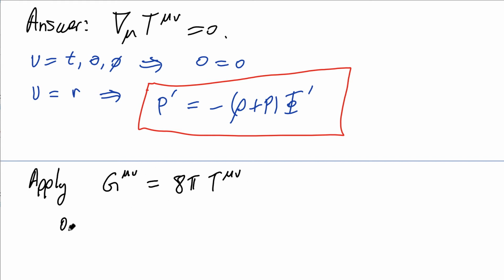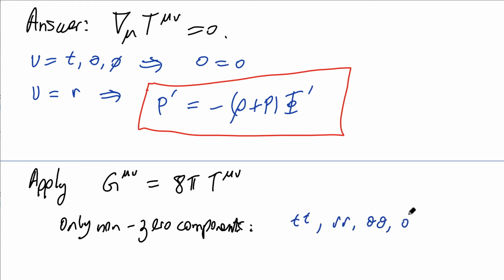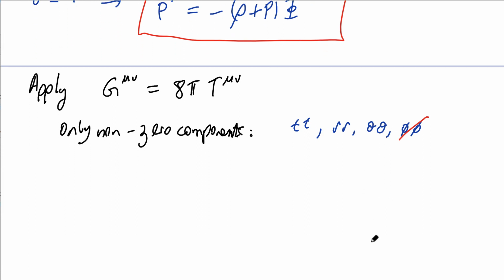Now if we work this out, we see that there's only 4 components of this equation that are non-zero. The only non-zero components are the TT, RR, theta theta, and phi phi components. But the theta theta and phi phi components of these equations are essentially the same apart from some factor of sine squared theta. So we don't have to worry about the phi phi component. We also don't need to worry about the theta theta component for the same reason that we didn't have to deal with it in solving the vacuum Einstein equations.